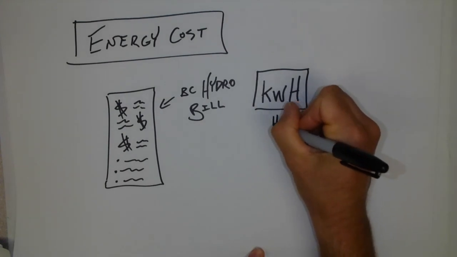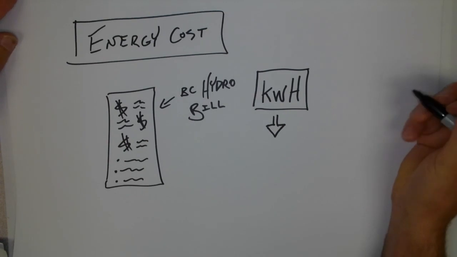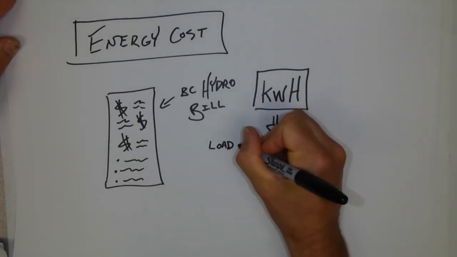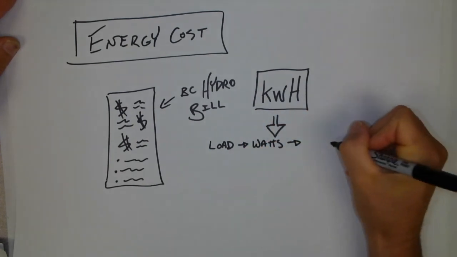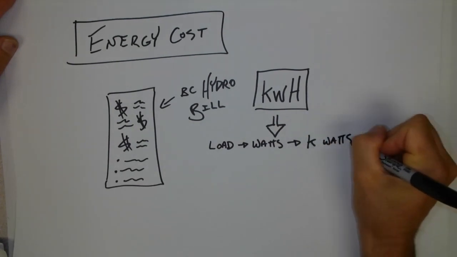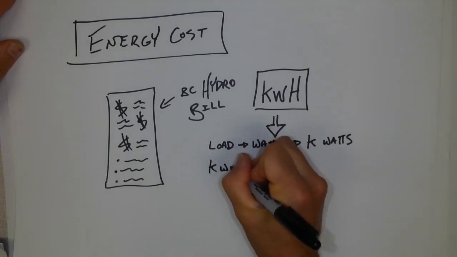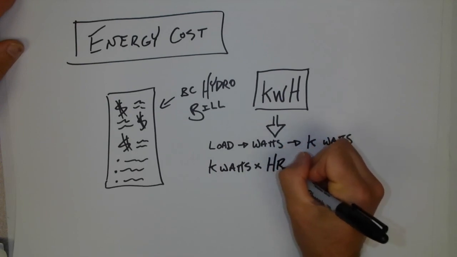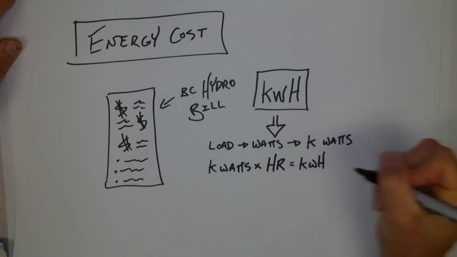So in order to evaluate how much you are going to be billed and how much it's going to cost you, you need to take the load and convert it into watts. Then you convert the watts into kilowatts. And then what we have to do is take the kilowatts and multiply it by the total hours that it is in operation, and that gives us the kilowatt hours.